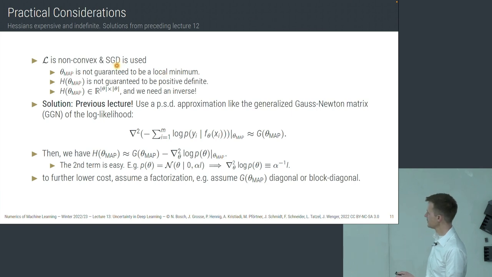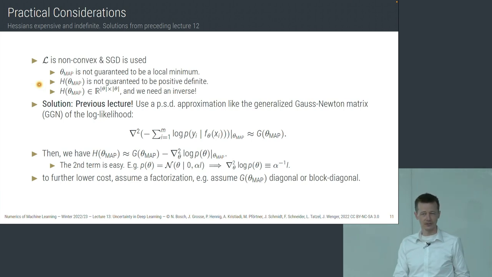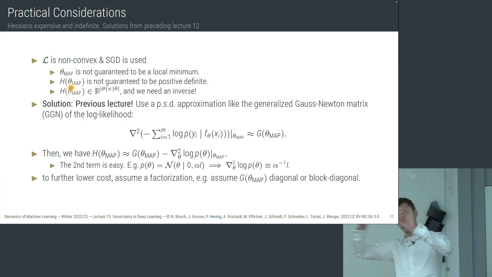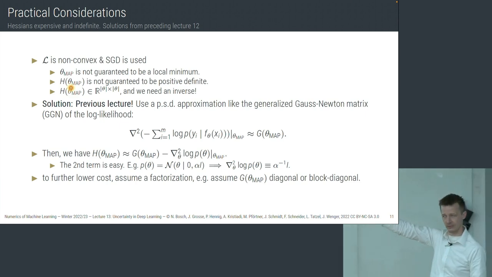So first of all, our optimizer doesn't necessarily have to be at an actual local minimum. It might just be somewhere else. Secondly, this Hessian doesn't even have to be positive definite because it's deep learning, so the loss function is not necessarily convex. It could just be wherever. And thirdly, it's expensive because it is of size weight space by weight space. It's quadratic in the size of the weight space.